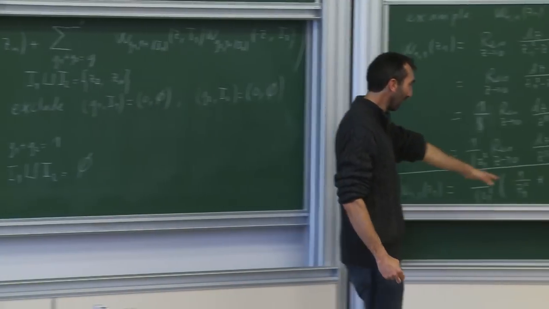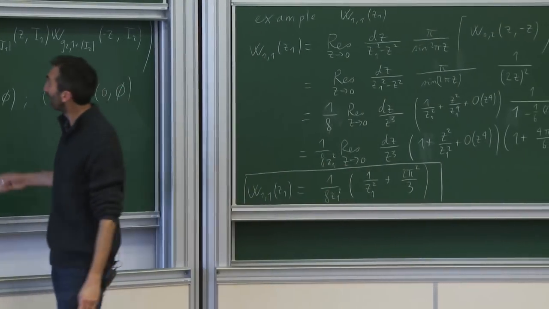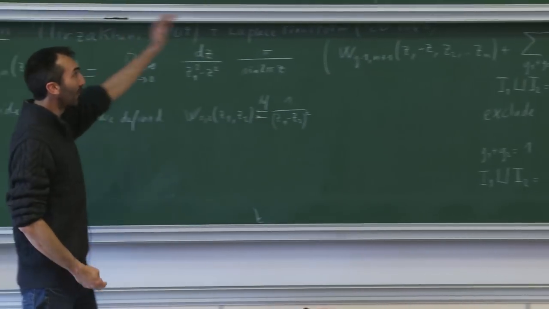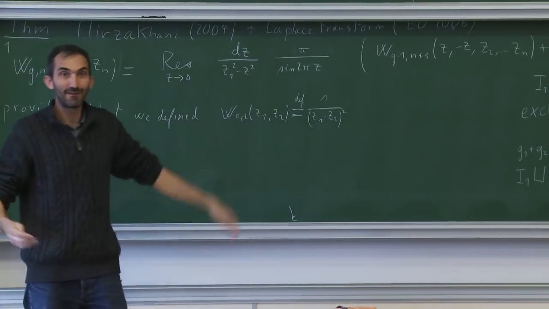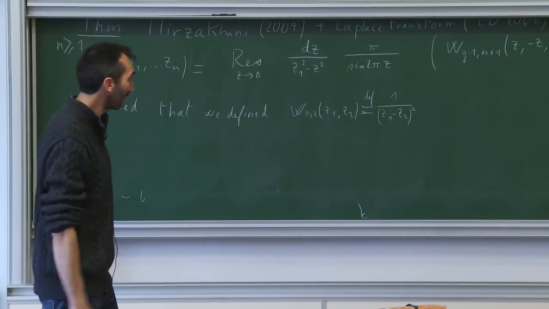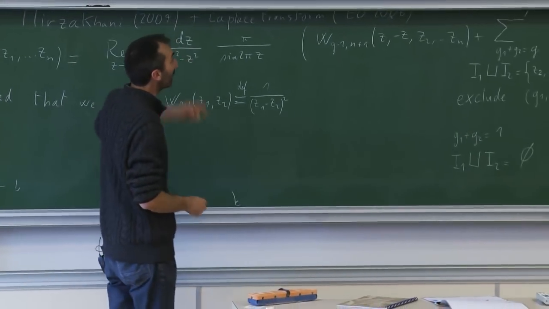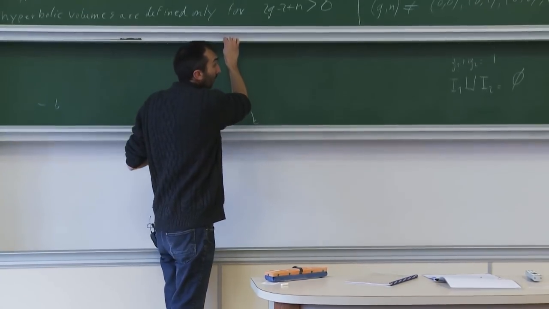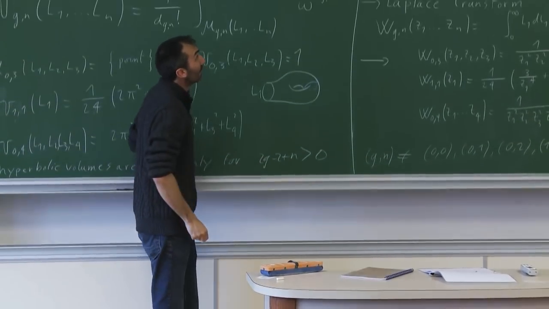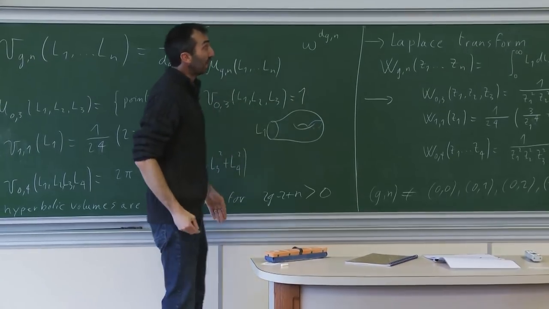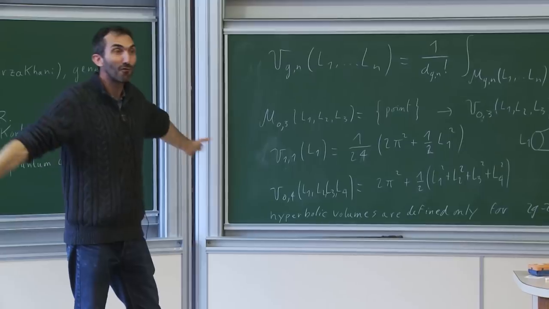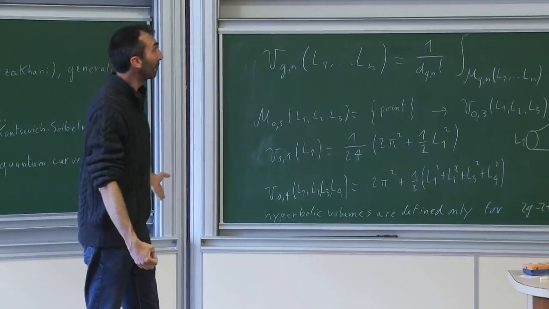So this is what you find, and this is the correct result. And I encourage you to compute W_{0,4} by the same method, and you will find the correct result too. I mean, anything you want, you will find the correct result by this method. And you see, it's very easy to use in practice. So this Mirzakhani's recursion somehow solved the problem. It allows to compute all the volumes by a very simple recursion.